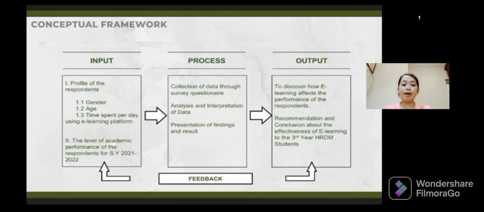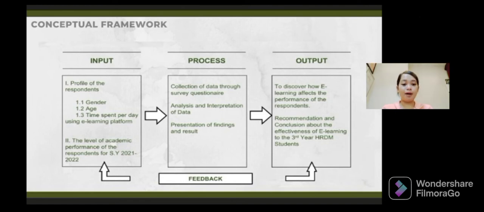The input box includes, first, the student respondents' demographic profile such as age, gender, and time spent per day using the e-learning platform. Second, the level of academic performance of the respondents for school year 2021 to 2022.